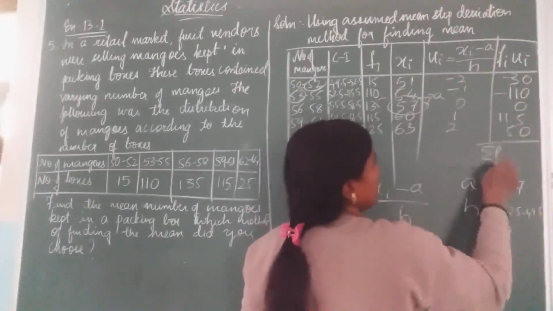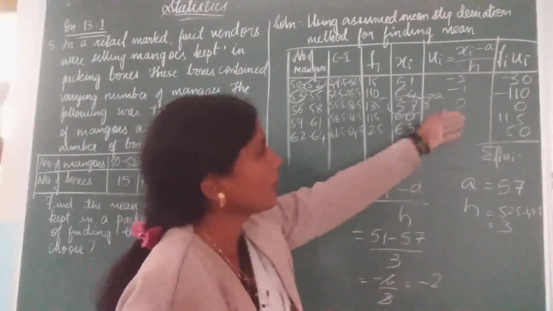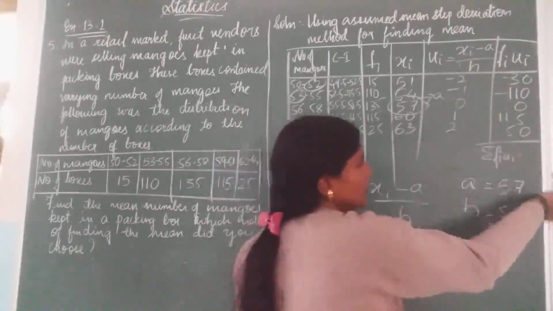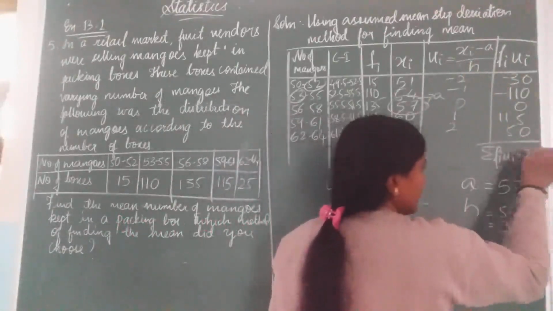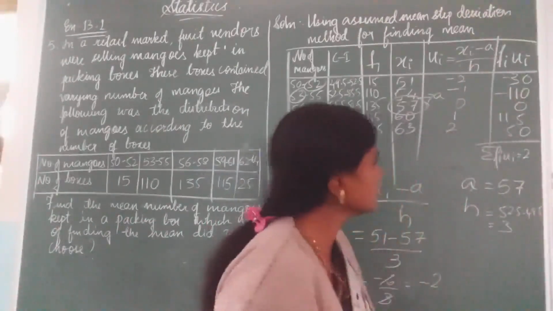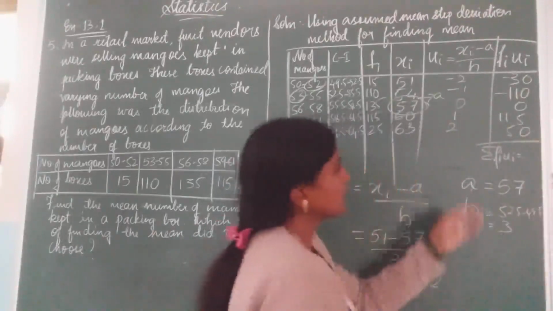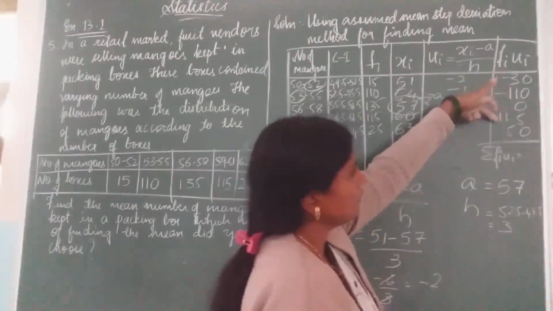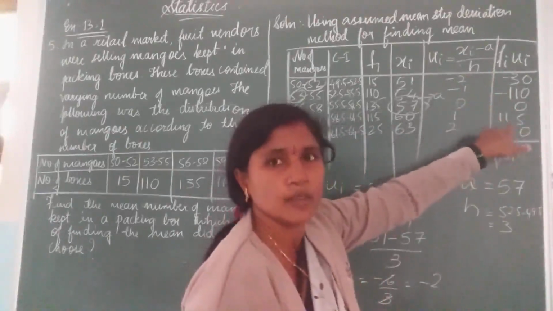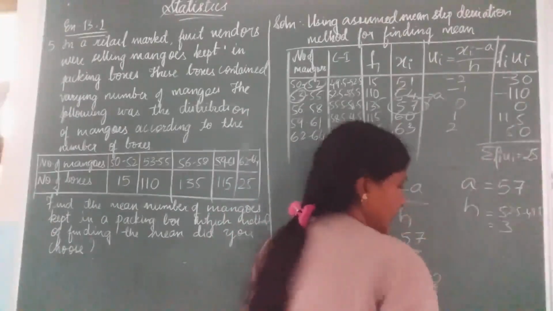Now find out the sum of Fi into Ui. So now Fi into Ui: minus 30, minus 110. Now when you do this, you will get minus 140. Then plus 115, it will be minus 25. Minus 25 plus 50, it will be nothing but 25.